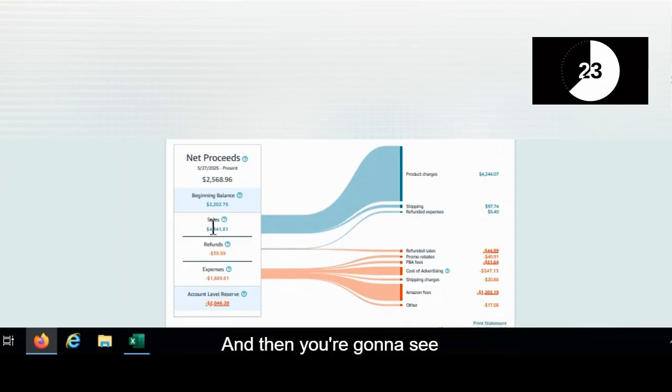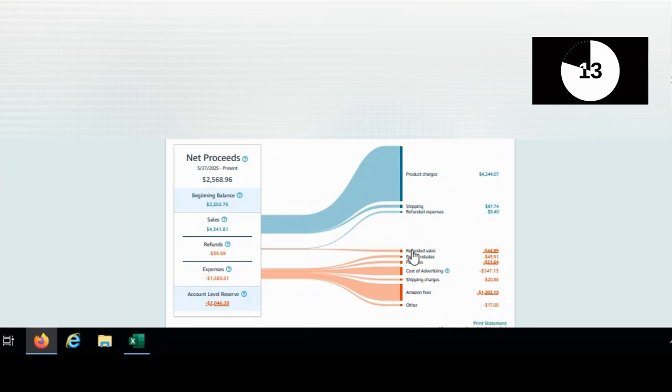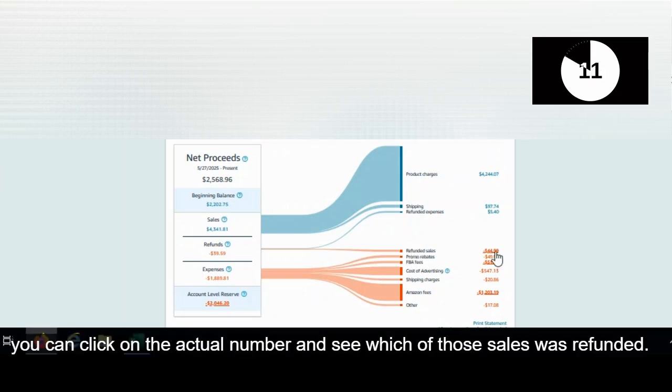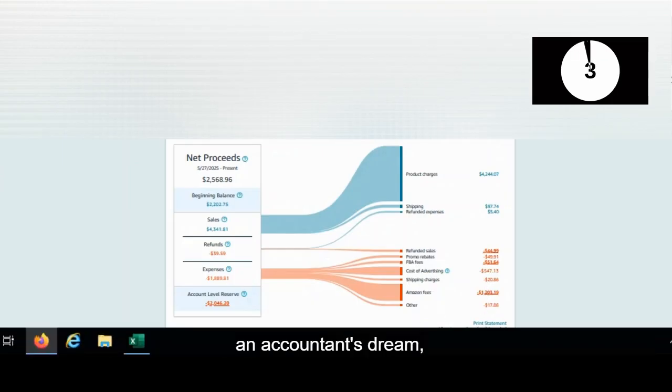And then you're going to see more information like your sales, refunds, expenses. And some of these items you can actually click on the number as well, like refunded sales. If you want to know more about it, you can click on the actual number and see which of those sales was refunded. And you also have a breakdown of Amazon fees here. So, again, an accountant's dream. Make sure you give this to your CPA.